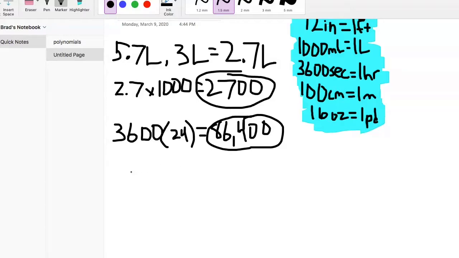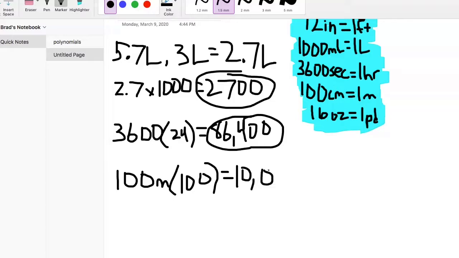Okay, now on the next one, we have a 100-meter race. They want to know how many centimeters is that. Okay, and remember, you go back to the key with these things that hopefully we'll memorize, and we have 100 centimeters equals 1 meter. Okay, and this is 100 meters, right? So we're going to need to multiply these together. 100 times 100 is 10,000, and so there are 10,000 centimeters in 100 meters.